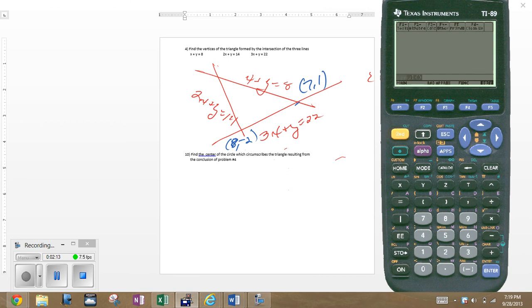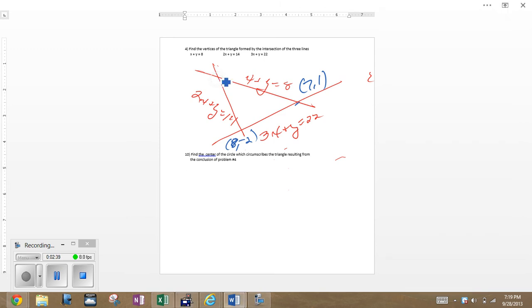Okay, go home again, and one last time. Let's go 1, 1, 8. Nope, 1, enter, 1, enter, 8. Okay, and 2, 1, 14. And there we find negative 4, 12 as this point of intersection. So we're going to label that negative 4, 12. Now, okay, we're done with that.